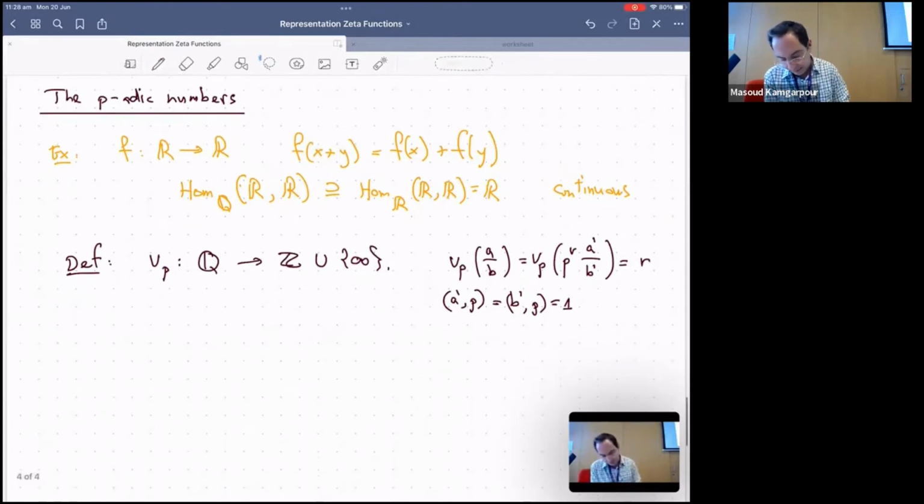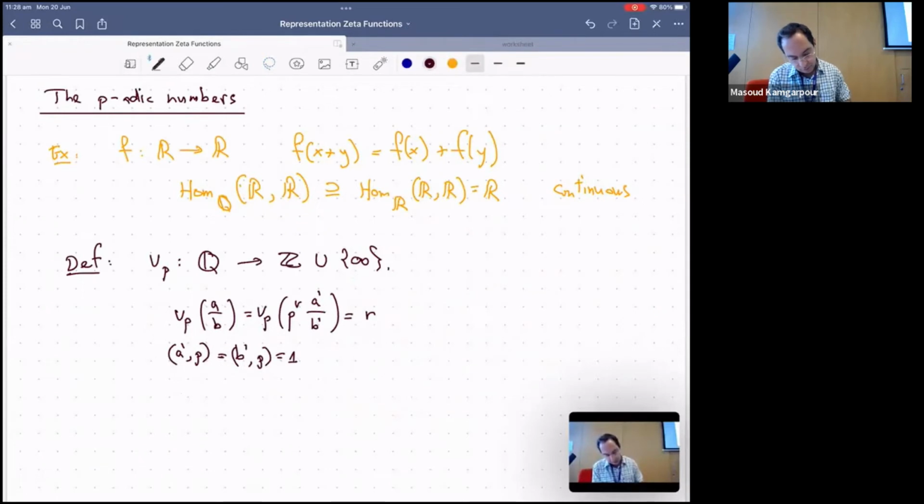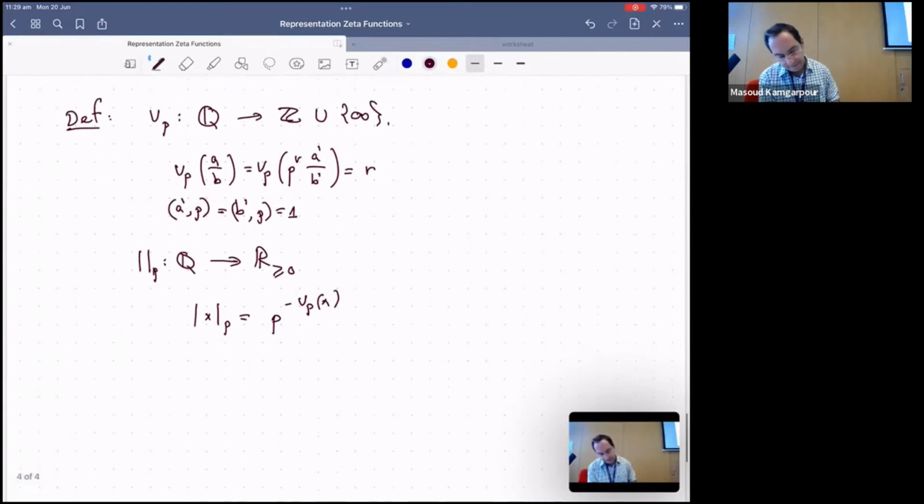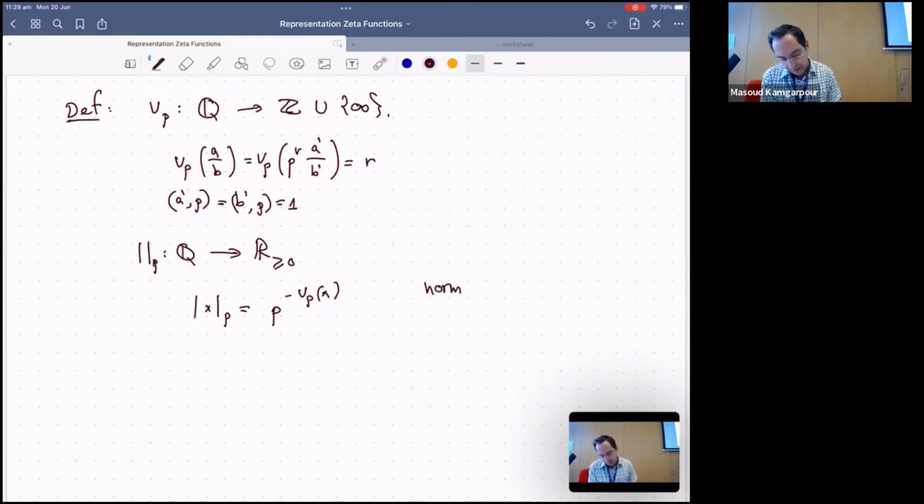Now to this valuation, I want to slightly change the definition and use it to define another function that's going to be a function that goes from Q to the non-negative reals, defined by the absolute value or norm of a over b to be p to the minus the valuation of the number. So this is a norm or absolute value.